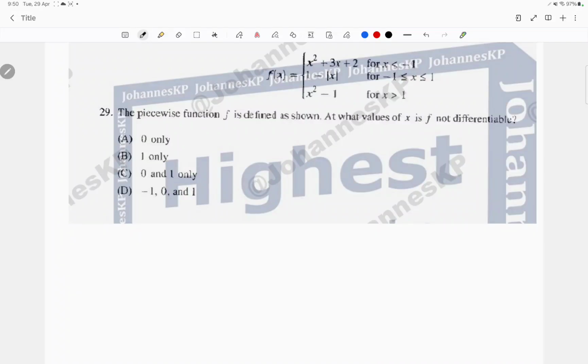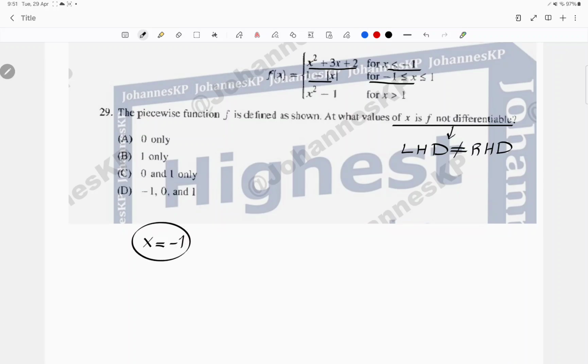Okay, so right now we're assessing at what x values the function is not differentiable. To be not differentiable would mean that the left hand derivative is not the same as the right hand derivative. Now let's look at the first function here for x is less than minus 1, and the second function for x is bigger than minus 1. That means I must first assess x at minus 1.